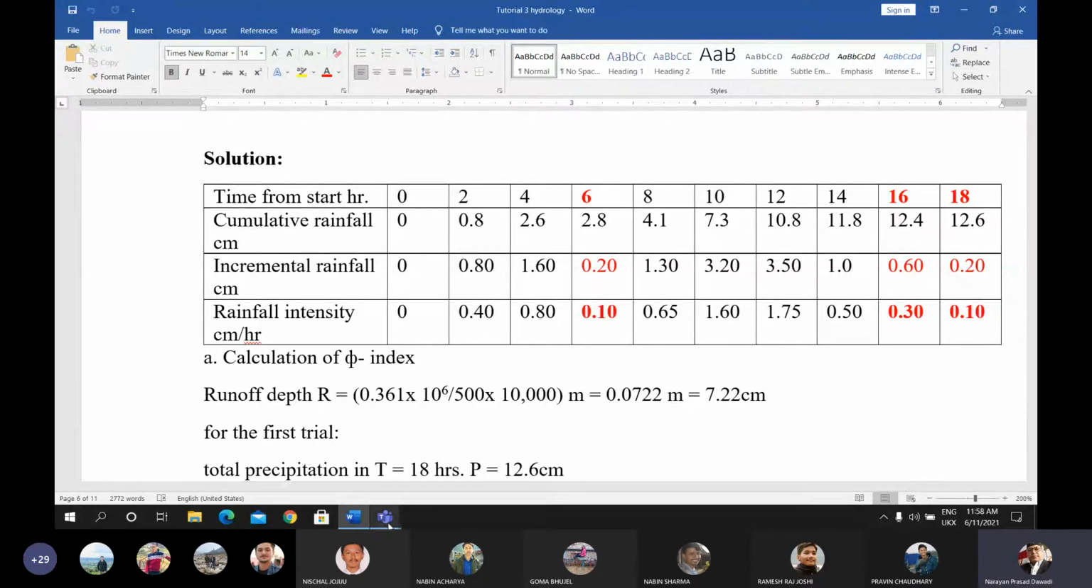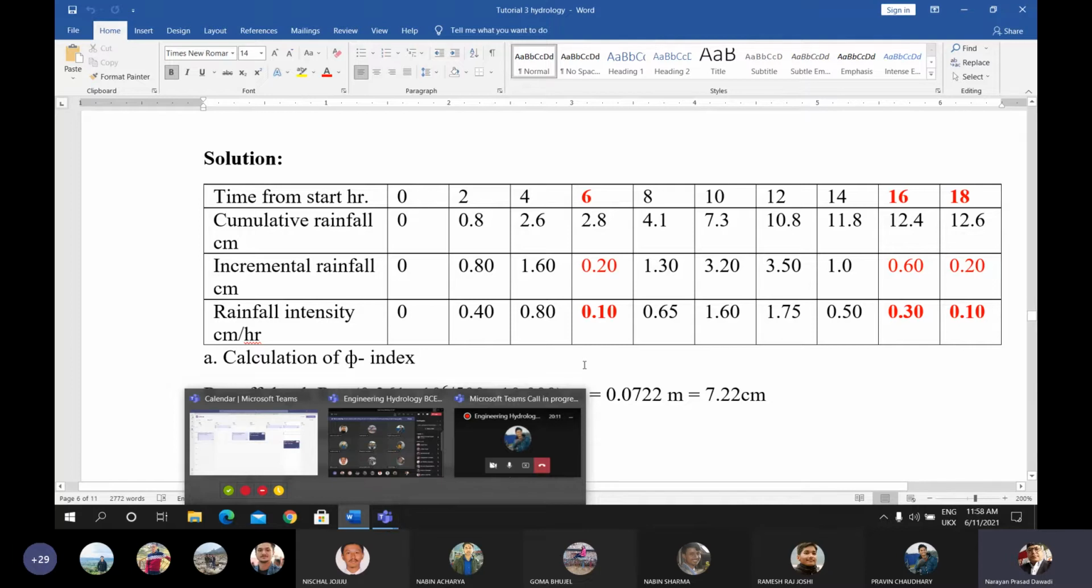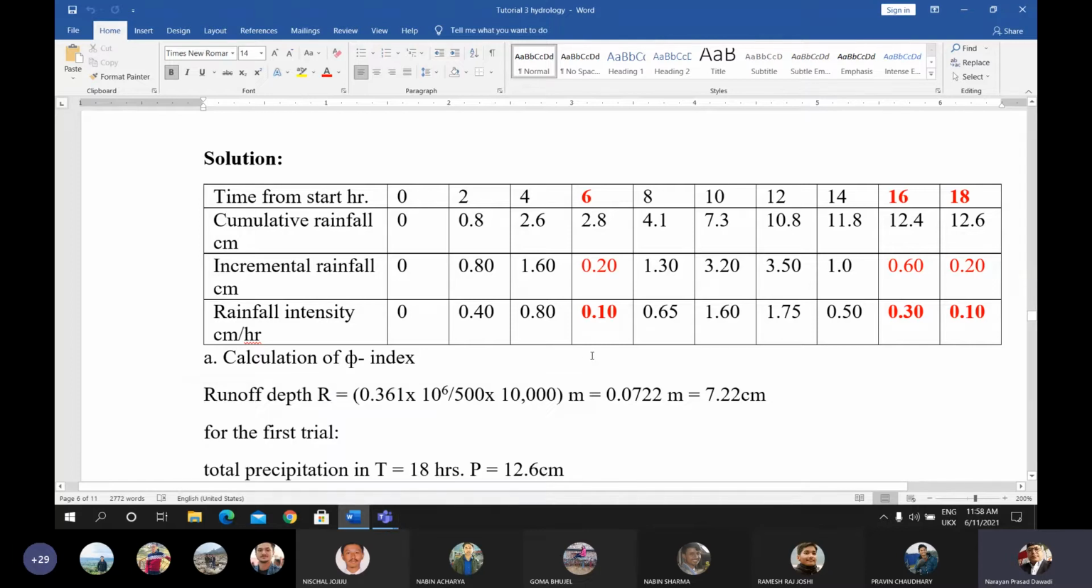Now for the intensity of rainfall, that is generally expressed in depth of water per hour. That's why this 0.80 is divided by the time duration of 2 hours. 0.8 divided by 2, you will get the intensity of rainfall of 0.40. 1.6 divided by 2, 0.80. 0.2 divided by 2, 0.10. 1.3 divided by 2, 0.65. In this way, you can find the incremental rainfall divided by the time duration of rainfall.